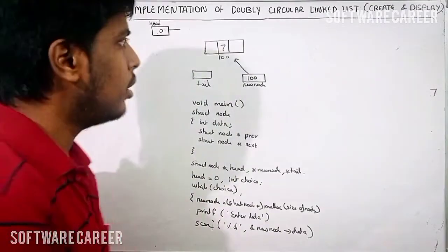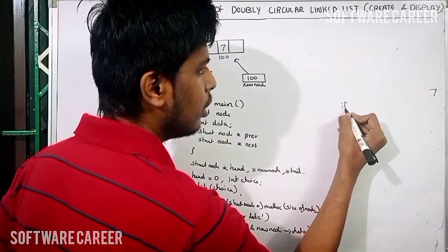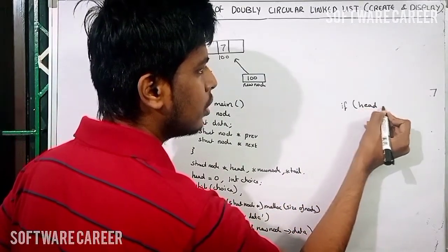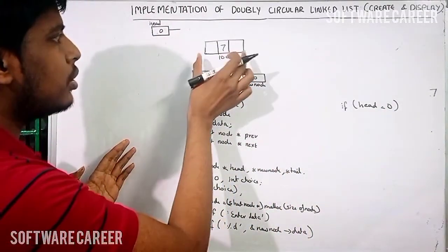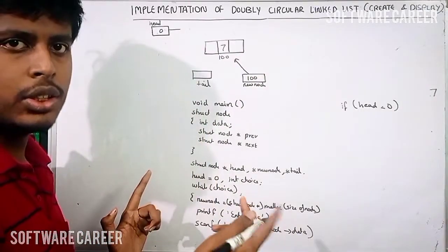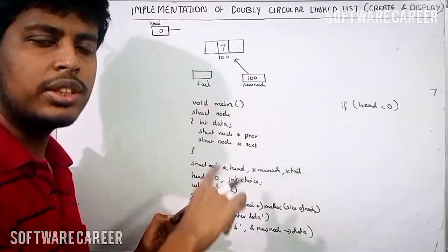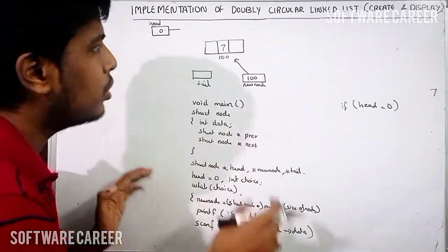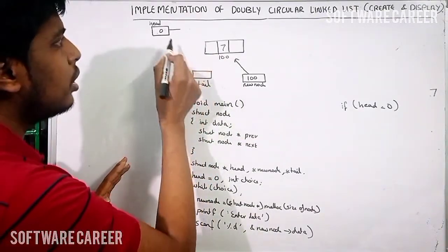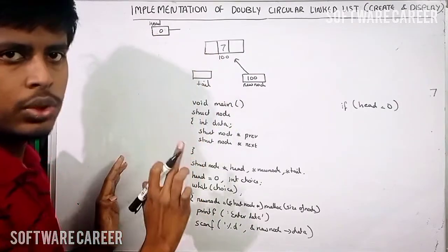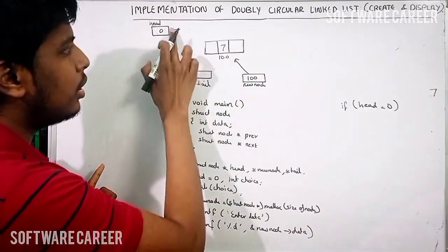Now see, the linked list is empty at starting. So head value is 0. See, I am writing the code. If head equals to 0, the linked list is empty. Then I have created a node. Now I should fix this node as first node and last node, because when the linked list is empty and you are inserting a new node, that node is the first node as well as the last node. How can I fix? The head pointer should point towards the first node. So I should store the address of this node in the head pointer. Then I create a link like this.